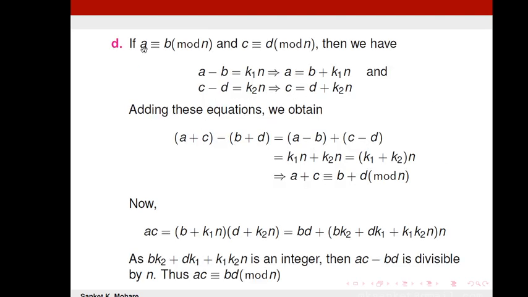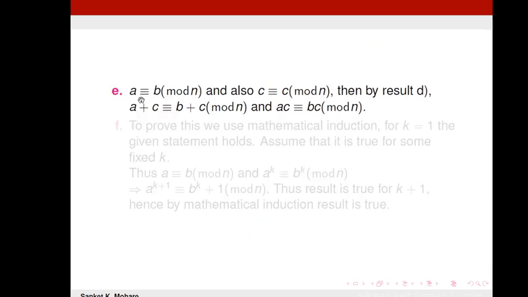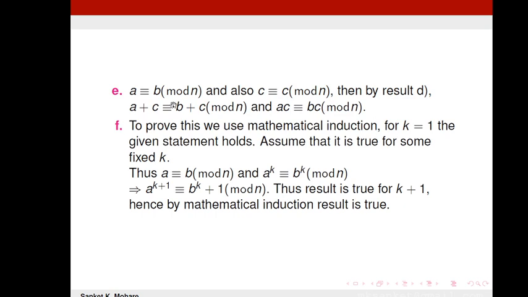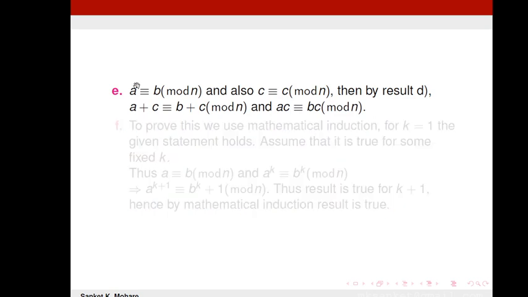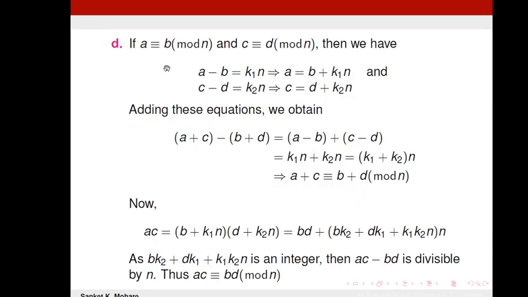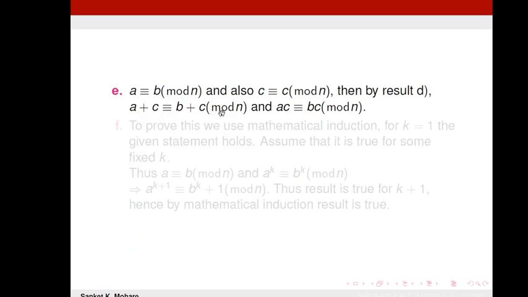Just as we proved here, if A is congruent to B modulo n and C is congruent to D modulo n, then A plus C is congruent to B plus D modulo n, and AC is congruent to BD modulo n. So in this property we assume A is congruent to B modulo n, and by property A, C is congruent to C modulo n. So again, by using these two properties, we show A plus C is congruent to B plus C modulo n, and AC is congruent to BC modulo n.